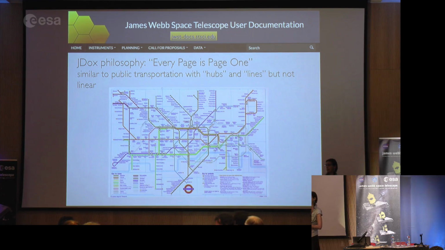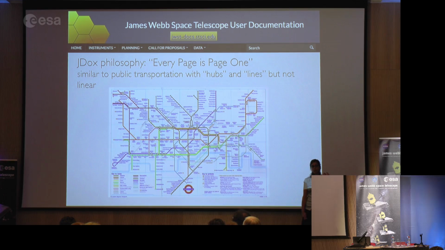Our JDOX philosophy follows that of Wikipedia, where every page is page one. So when you get to an article, that article is about a specific topic, and most of the information you need about that topic can be found on this one concise article. And if you need supporting information, there's heavy cross-linking to get you to that additional info. So rather than having a strict linear flow, it's more like a public transportation map where there's hubs versus a really rigid PDF type style.